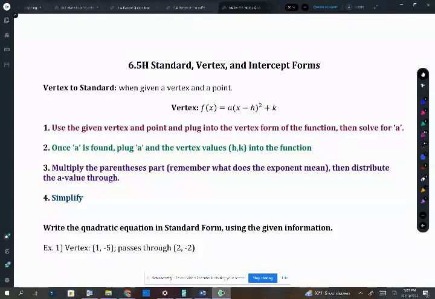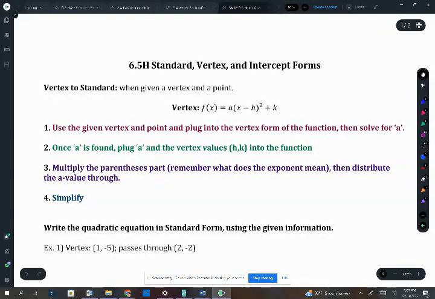So in this video, we will be talking about converting from vertex form of a quadratic to standard form of a quadratic, and again from intercept form to standard form. So as we look, we need to remember what vertex form looks like. So remember that is our a times (x minus h) squared plus k.